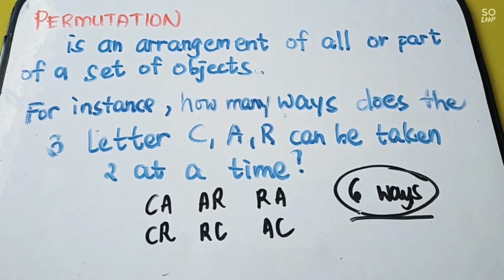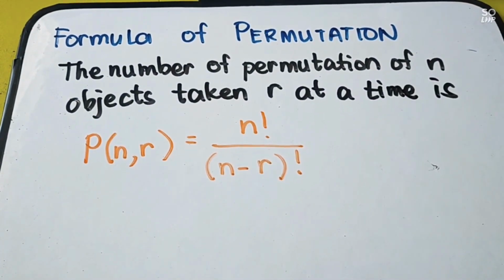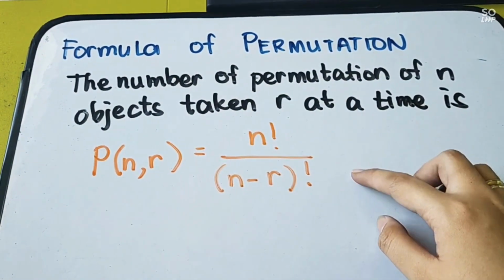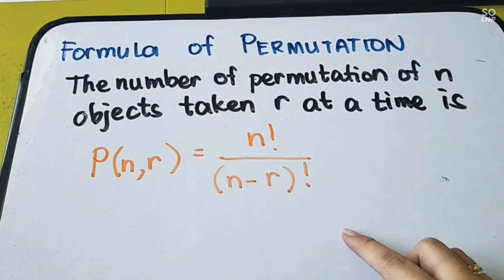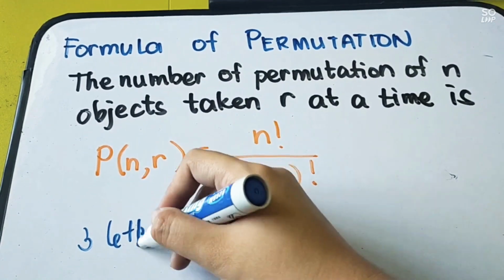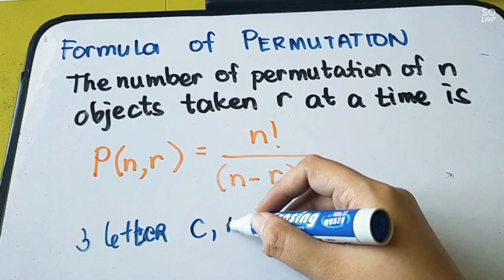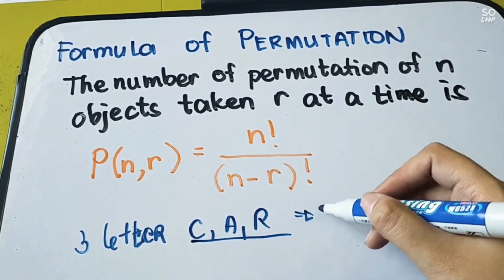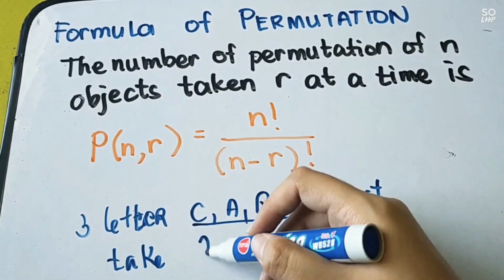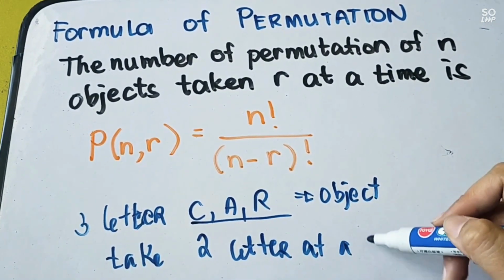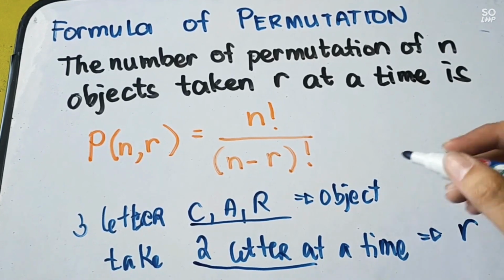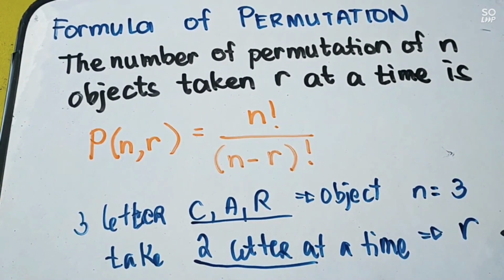Let us have the formula for permutation. The number of permutations of n objects taken r at a time, P(n,r), is equal to n factorial divided by n minus r factorial. Okay? Ma'am, who is n? So, earlier, we have 3 letters, the letters C, A, and R. So, that is your objects. Then, it says that we need to take 2 letters at a time, so that is your r. Is it clear? So, our n in our first example is 3, and our r is 2.